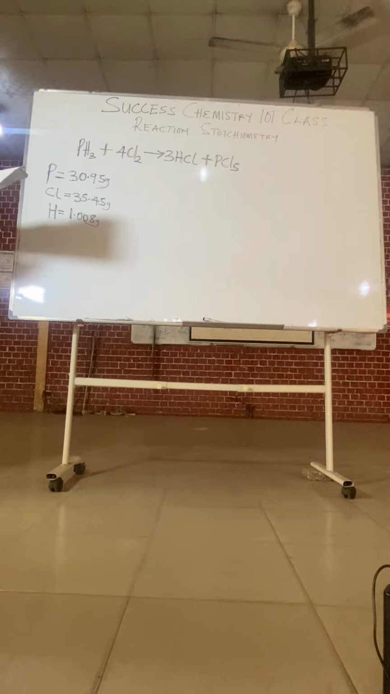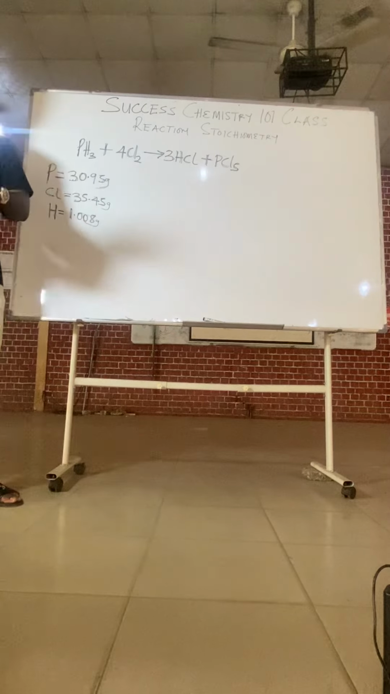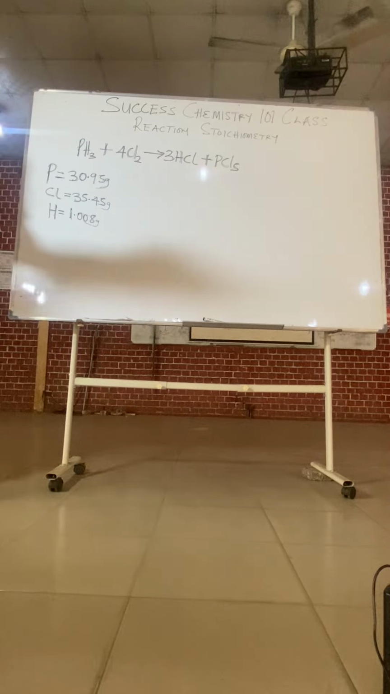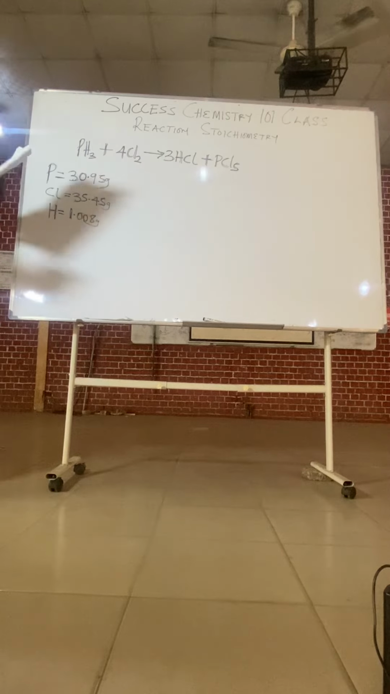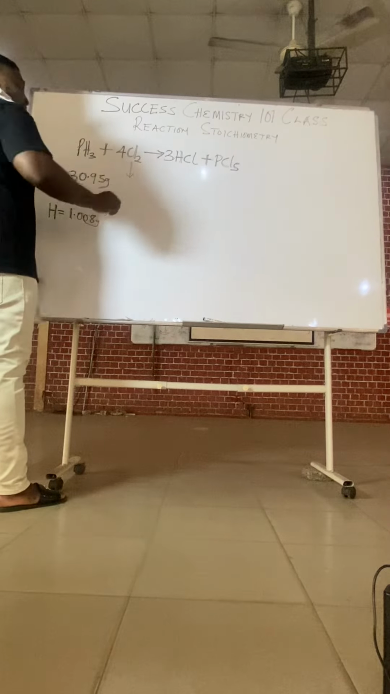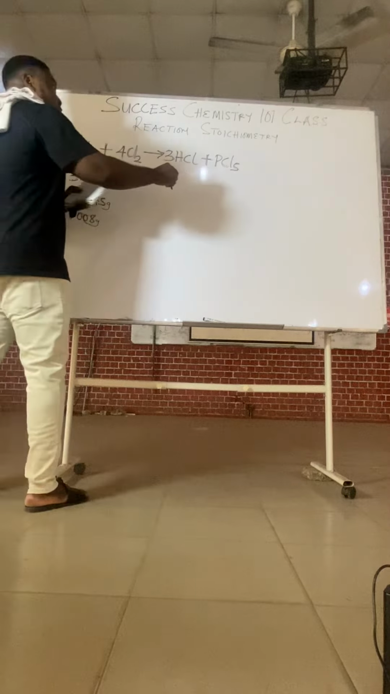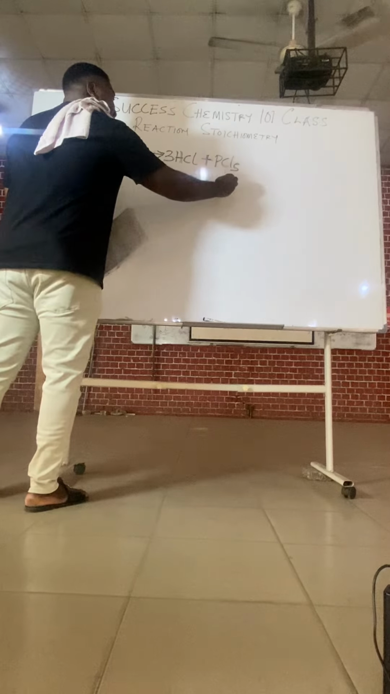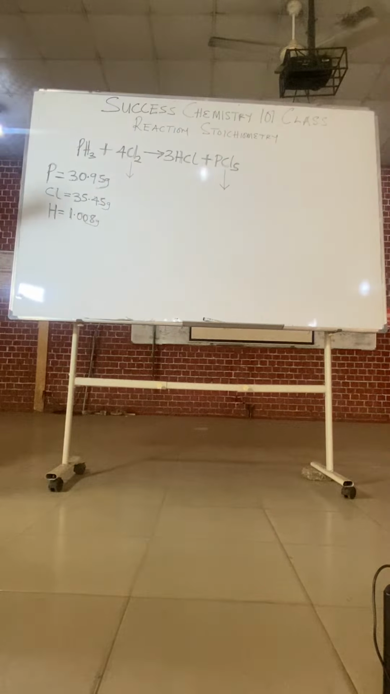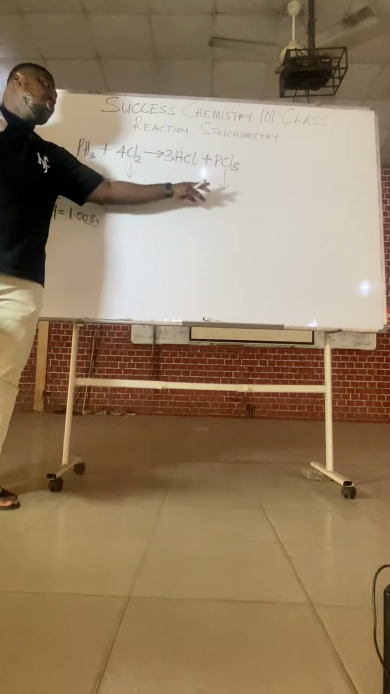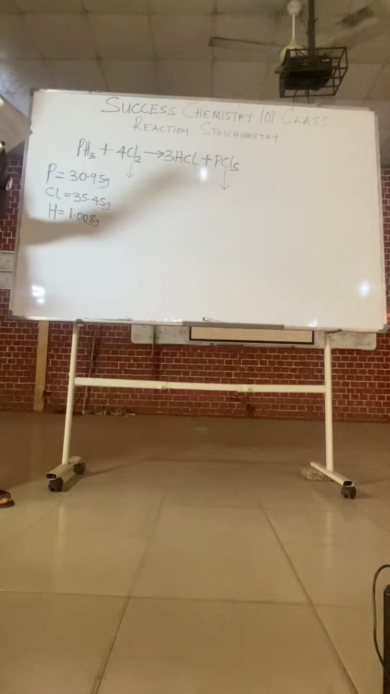Class, when they give you a chemical reaction like this, there are a lot of people involved in the chemical reaction. But you don't have any business with all of them. Just pick the people you have a business with. We have to find the mass of chlorine gas that will be used to produce 1,800 grams of PCl5. So class, our business is between chlorine and PCl5.